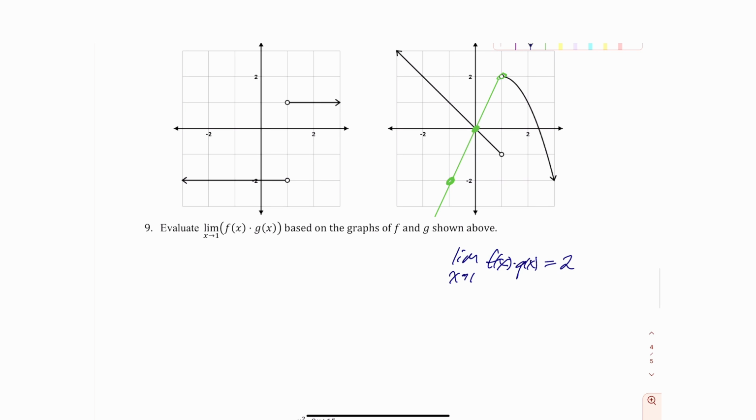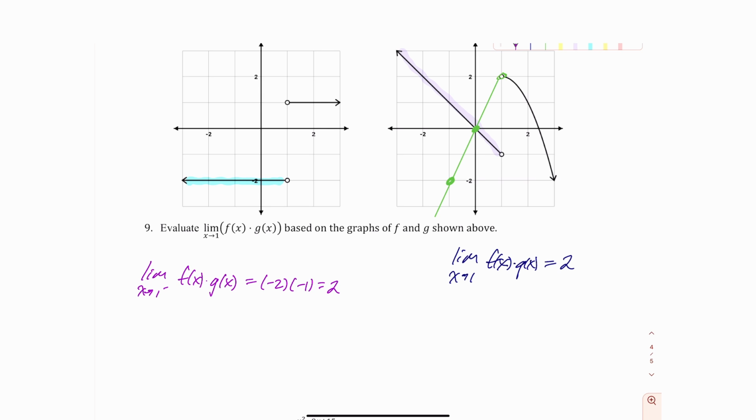Sometimes you can do that, sometimes you can't. An alternative approach is to look at this thing from the left and from the right, right? So if we do, let's use a different color. The limit as x approaches 1 from the left of f of x times g of x. All right, so if I am approaching 1 from the left on f of x, I'm at negative 2. So negative 2 times, if I approach 1 from the left on g of x, I get negative 1.